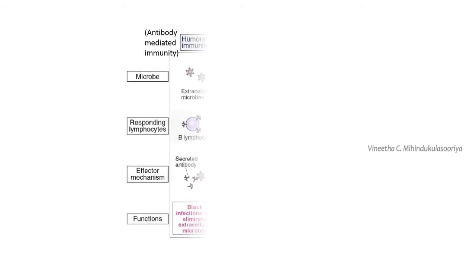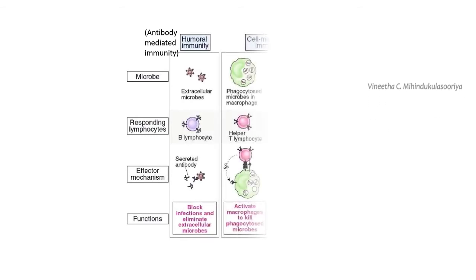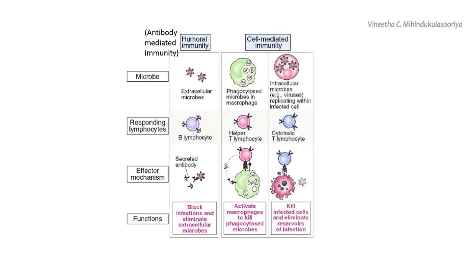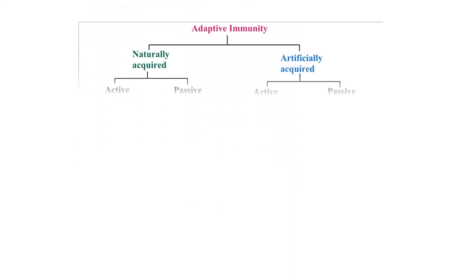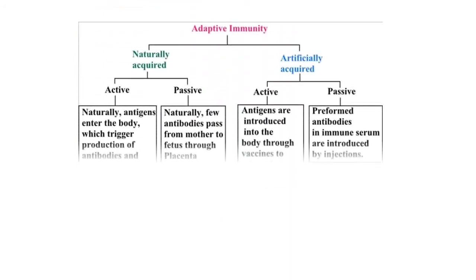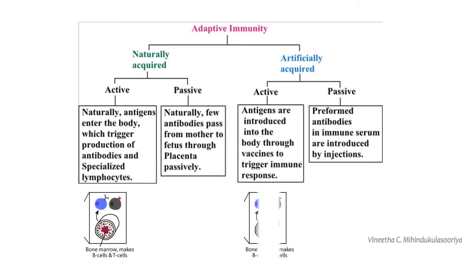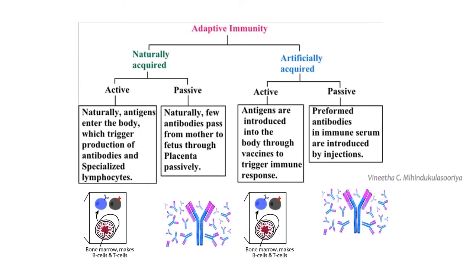T and B cells participate in two types of responses: cell-mediated immune response and antibody-mediated immune response. Antibodies produced by plasma cells mediate humoral immunity. Adaptive immunity can be classified into four types: naturally acquired active, artificially acquired active, naturally acquired passive, and artificially acquired passive.